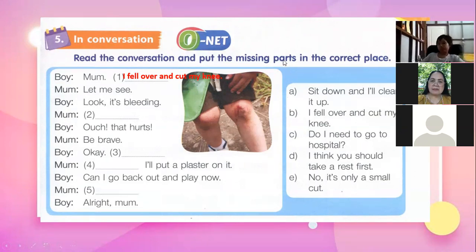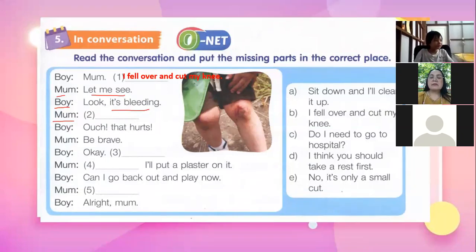Now, mom already knows what happened to the boy. So mom replies, let me see. So the boy lets his mother see. Look, it's bleeding. Okay, students, now concentrate. The boy fell down and told his mother, I fell over, cut my knee. Mother says, let me see. The boy shows, look, it's bleeding. Now, mom's turn. Mom has to reply. So what is the best option? What will be the mother's statement?